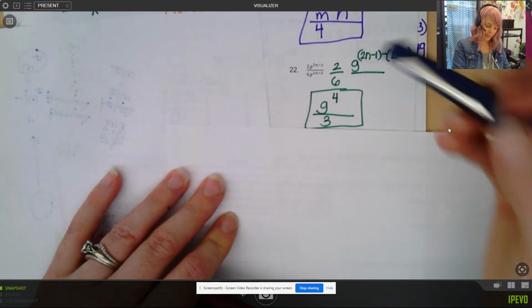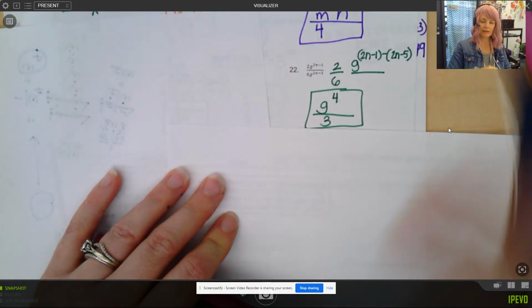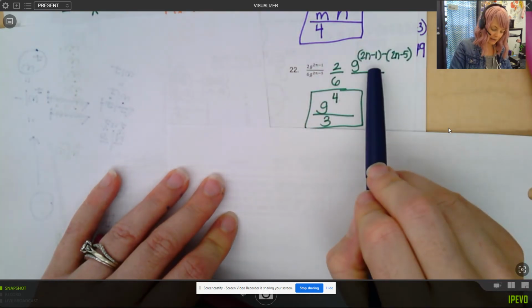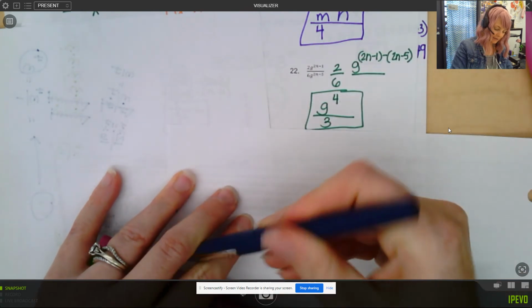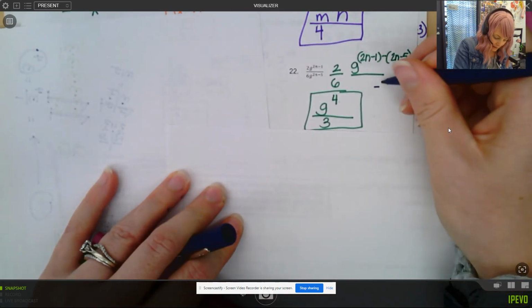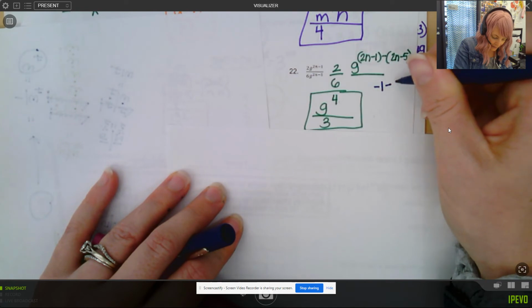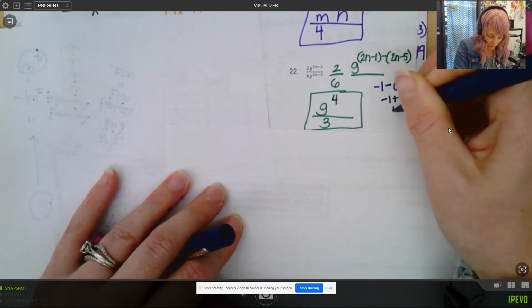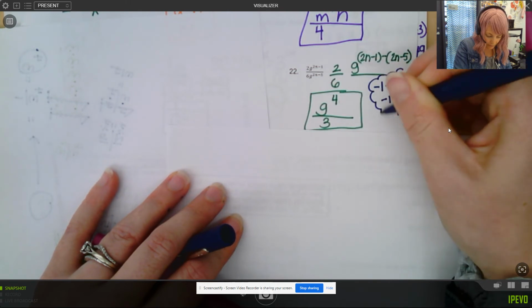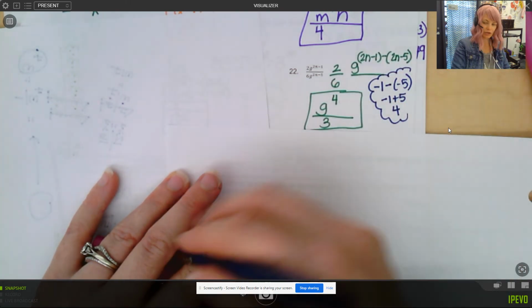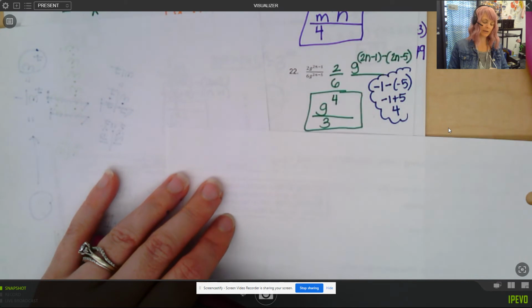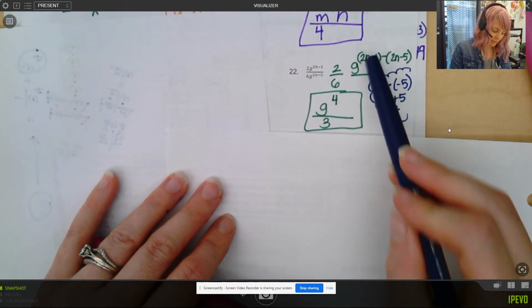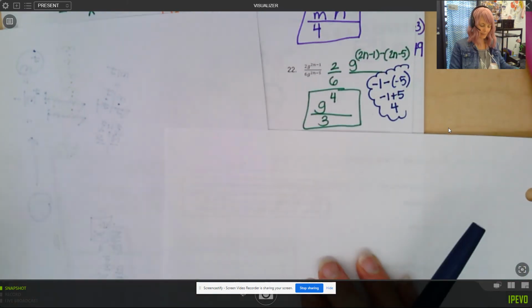So here, 2n minus 2n is nothing. It's gone. -1 minus -5. So thinking about this, -1 minus -5 is -1 plus 5, which is 4. Okay, so just in case you needed to show that work off to the side, totally fine. So we have g to the 4th in the numerator and just 3 in the denominator.